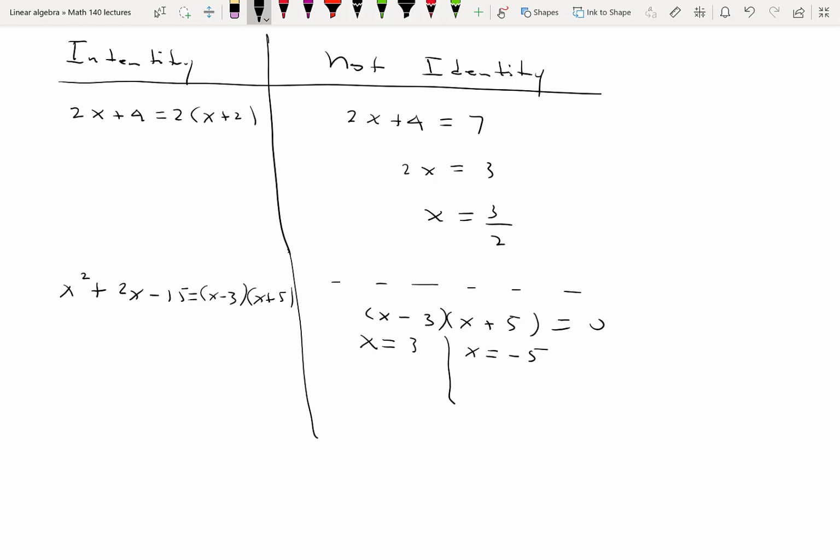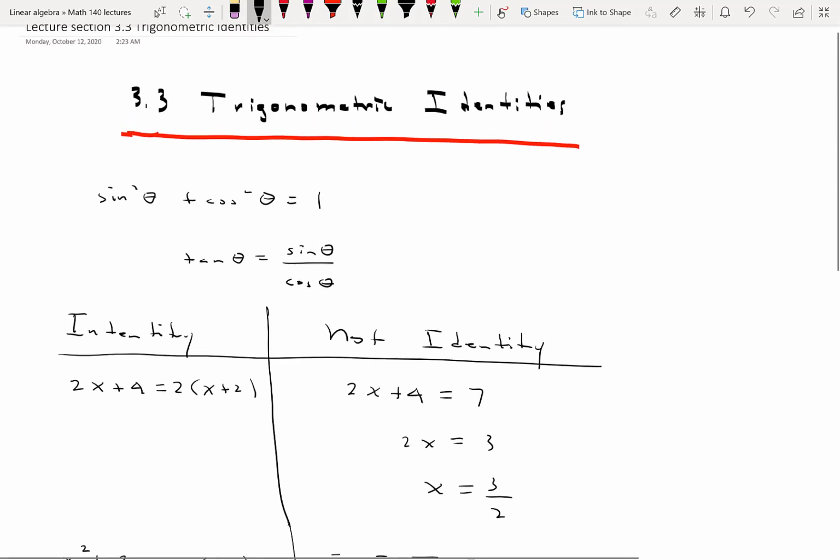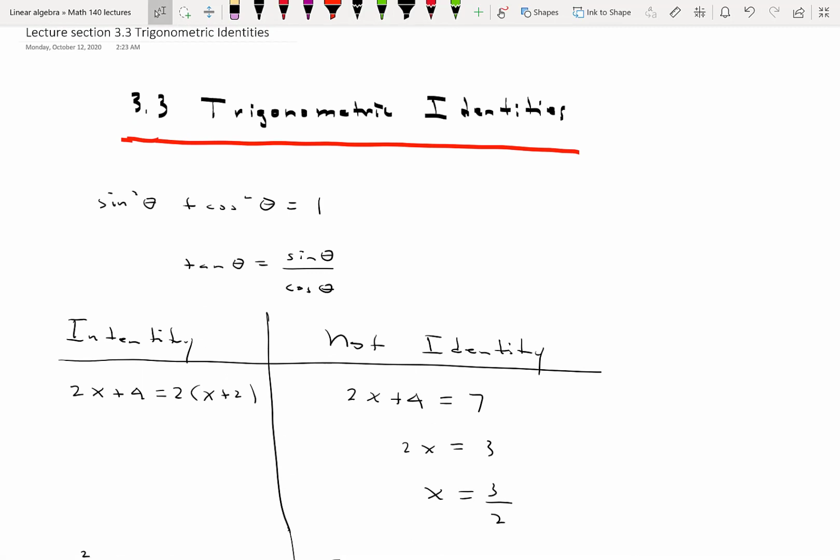So an identity is an equation that's true for every single allowable value of the variable. So back to my initial reminder of two important identities: sine squared theta plus cosine squared theta equals 1. That's an equation that's true no matter what angle you put in. Sine squared pi over 6 plus cosine squared pi over 6 is 1. Sine squared 15 degrees plus cosine squared 15 degrees equals 1. It's true no matter what you put in.